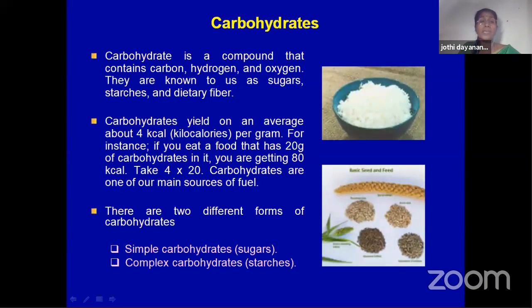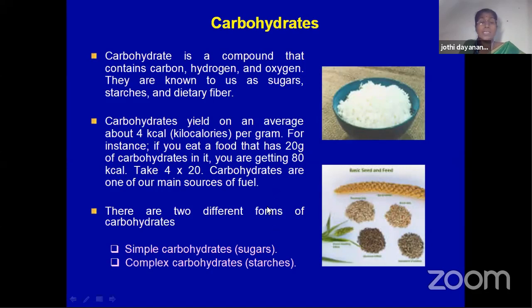Carbohydrate is a compound that contains carbon, hydrogen, and oxygen. These are the three it contains. Carbon itself says that it has carbonate. If you look at carbonated drinks, soft drinks, there is carbon in it. I'll speak to you about that later. Right, let me come back here. So it has carbon, hydrogen, and oxygen. They are known as sugar, starch, and dietary fiber.